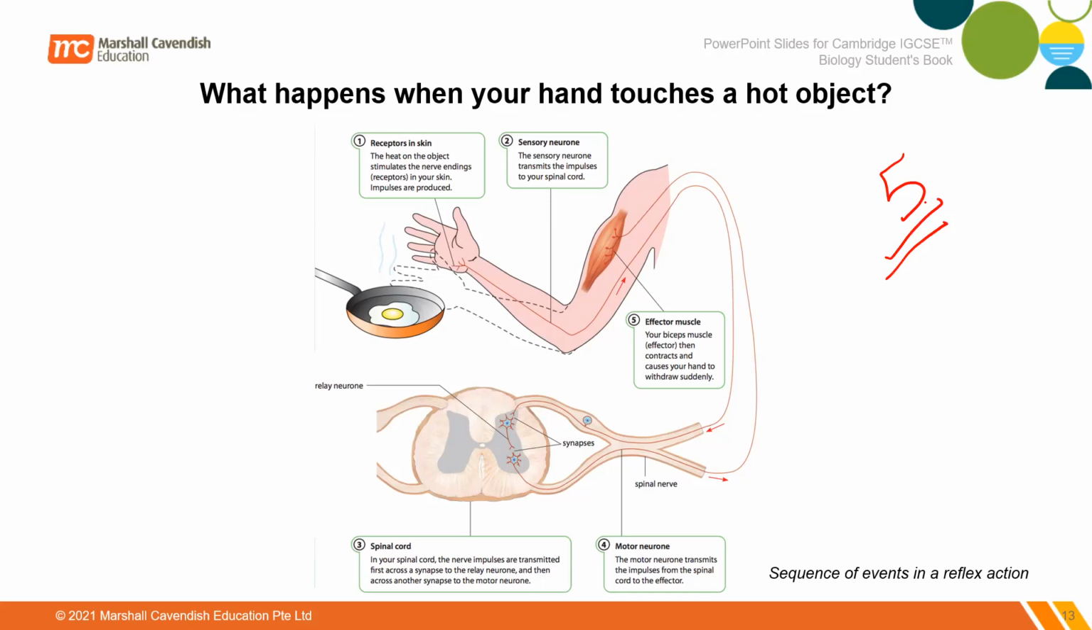Because you will apply what we mentioned in the previous slide. You will take the 5 marks easily, then you will go to the next question. Number 1, receptors will definitely detect that there is a heat here. Impulses will be produced, so they will be transmitted through the sensory neuron.